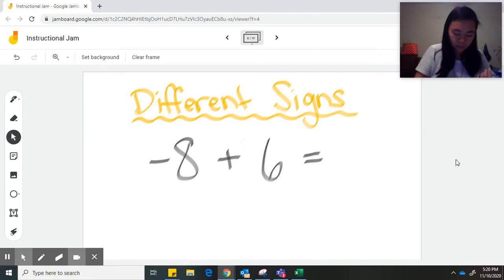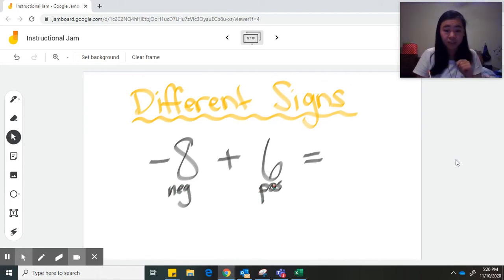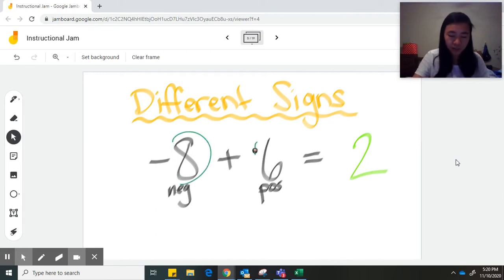Let me go ahead and label this. This is a negative and this is a positive. So if they are different signs, this is what we do. Find the difference. The difference between 8 and 6 is 2. Now, what are you going to do to figure out what this 2's sign is? You're going to look again at just this 8, just the 6. Which one is bigger? Our negative is bigger. So we are going to take that number's sign. So because our 8 is bigger, we are going to make our answer a negative 2. So whichever one is bigger, you're going to take that integer's sign.